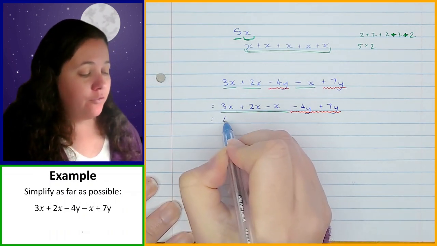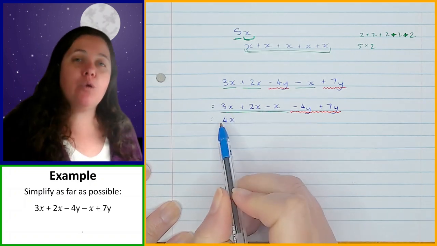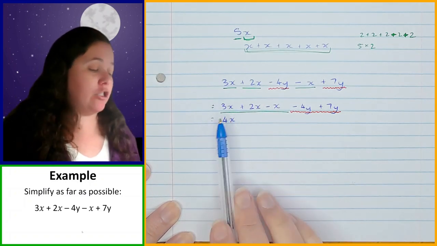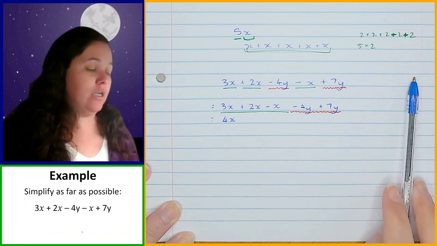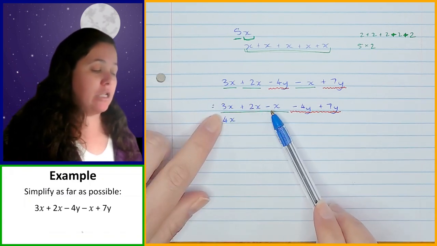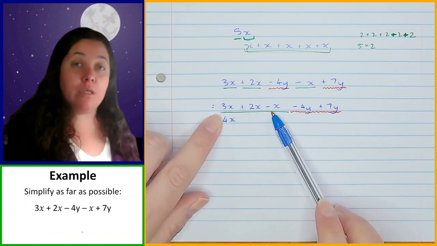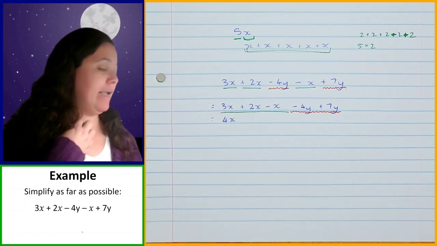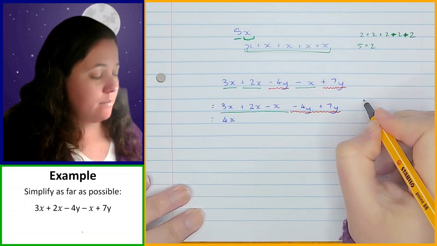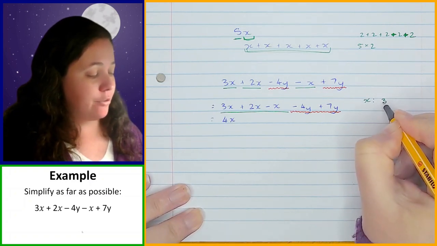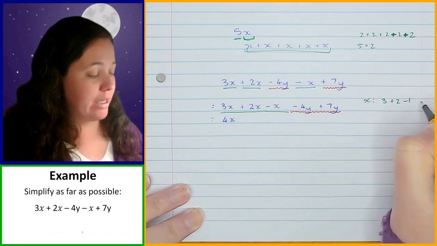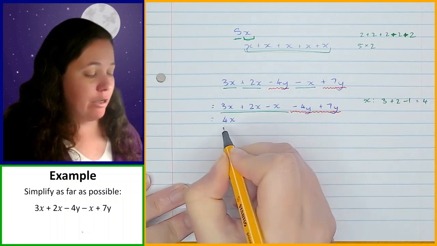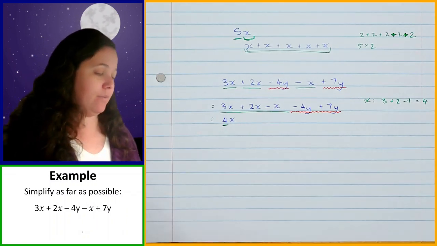So I've got 4x. When we're doing our addition and subtraction, it works the same as normal addition and subtraction. You're going to add and subtract the numbers in front. Remember, if you can't see a number, it's a 1. So it's 3 plus 2 minus 1. So to get my x's over here, what I did is I went 3 plus 2 minus 1, and that gave me 4. So that's how I got this 4 over there.